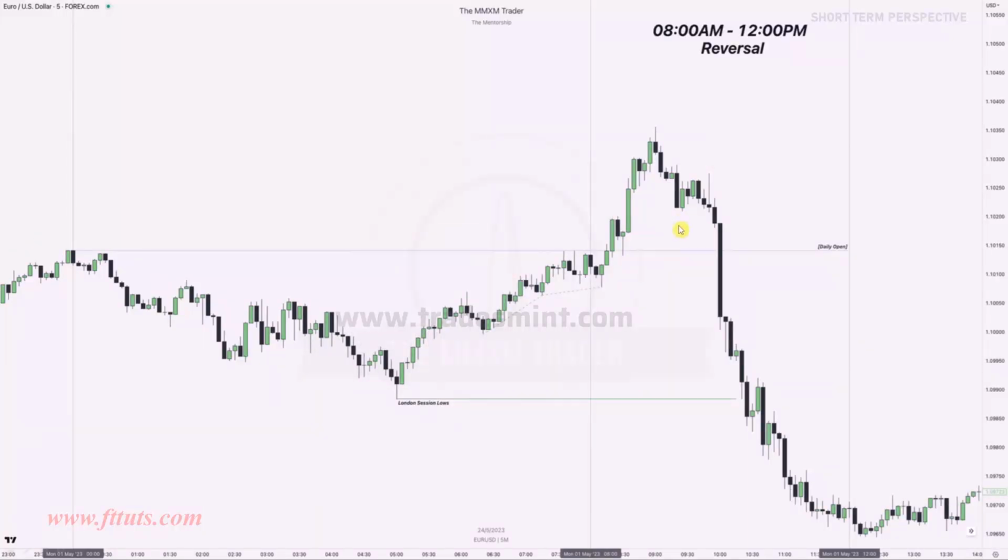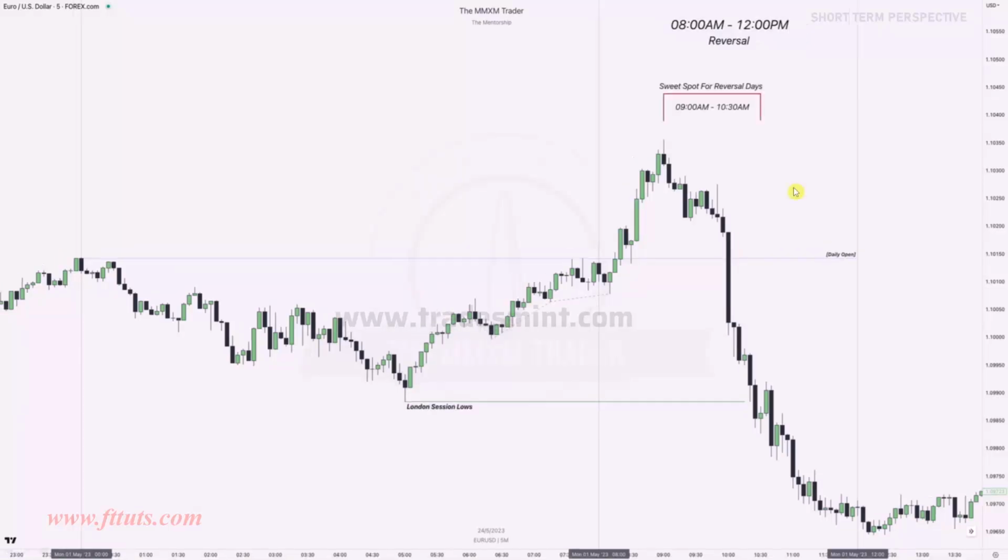Now, outlining that 8 a.m. to 12 p.m., right? Our kill zone, and a reversal should happen inside this kill zone. And time is very important. We're not going to look for a setup before 8 a.m. and we're not going to look for a setup after 12 p.m. Again, remember the sweet spot for reversal days, right? 9 a.m. to 10:30 a.m.